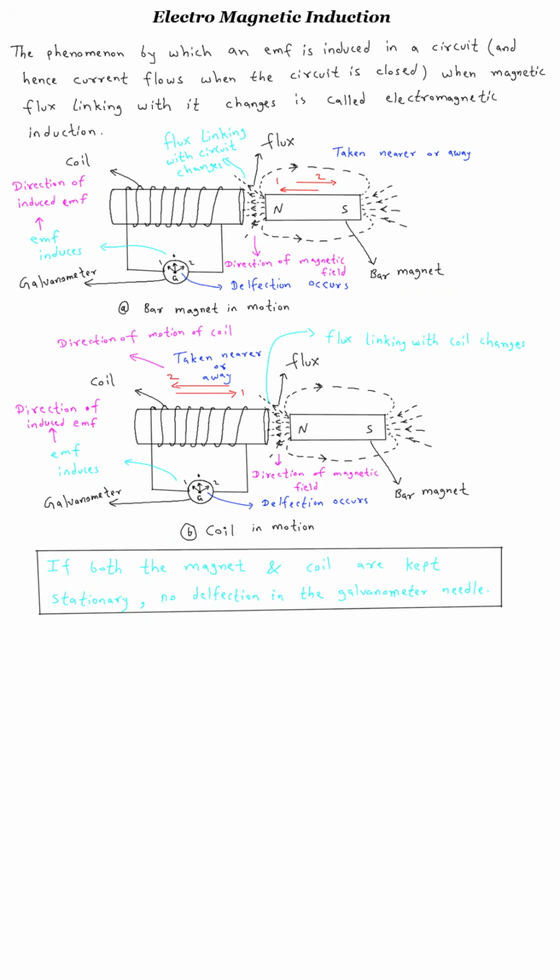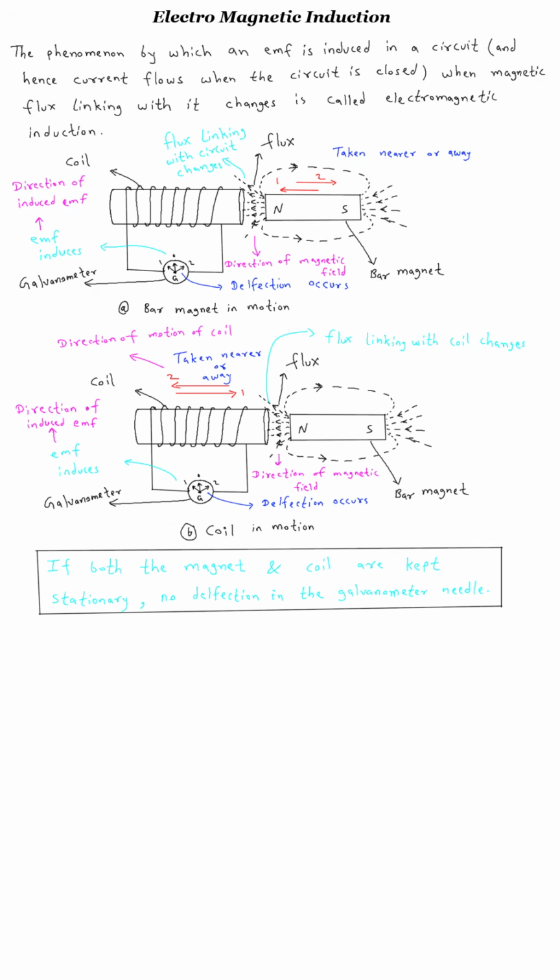Let's first look at part A of the image. In this case, the bar magnet is in motion. As we move the magnet toward the coil or pull it away, the magnetic field around the coil changes. This change causes the magnetic flux linked with the coil to increase or decrease depending on the direction of motion. As a result, an EMF is induced in the coil.